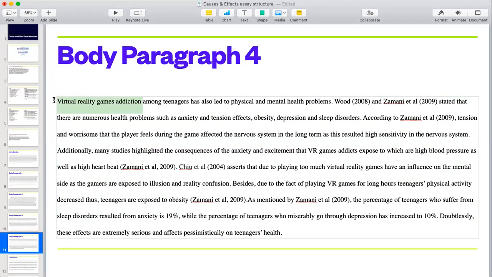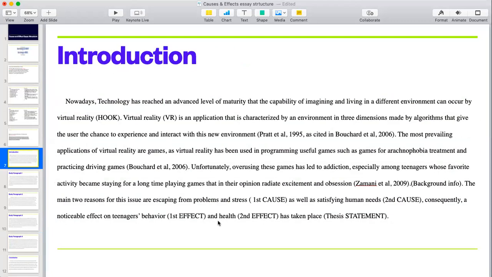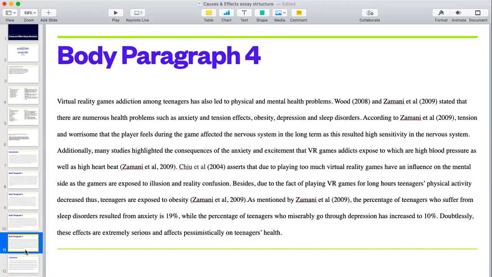Virtual reality games addiction among teenagers has also led to physical and mental health problems. Let's look at the thesis and see if this was mentioned or not. And health. Okay, so in the thesis, she just said health, and here she says physical and mental health. What do you think about this? She narrowed down the health, she said health as general in the thesis, but here she narrowed it down to specific health problems. And do you think this was a good idea? No, because it will confuse the reader. Very good. And what else?